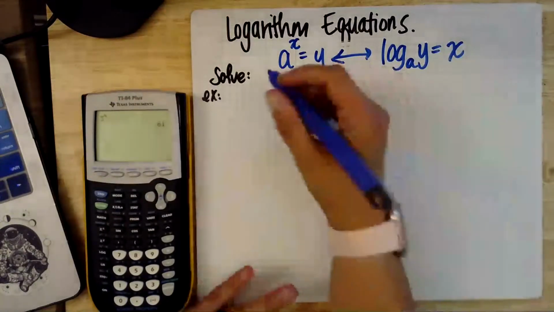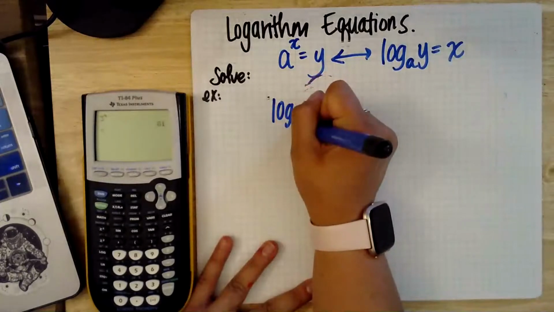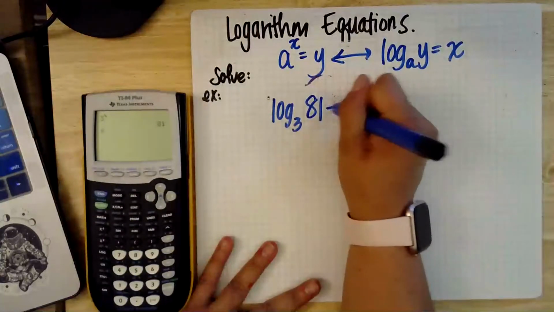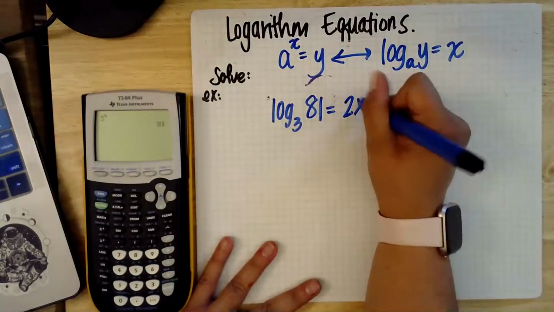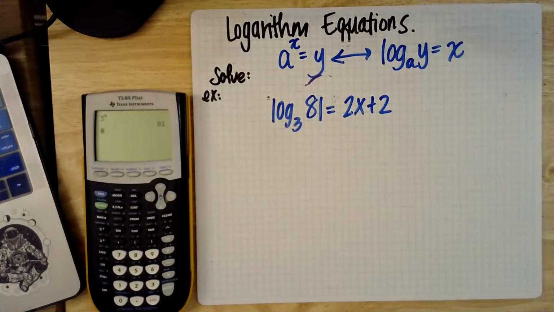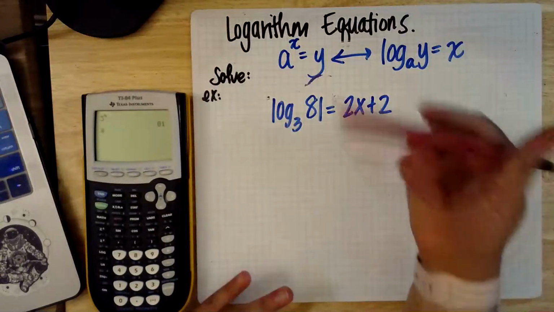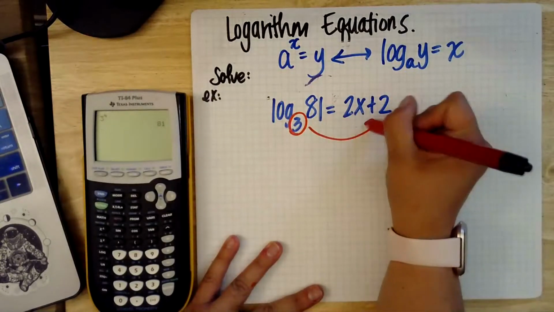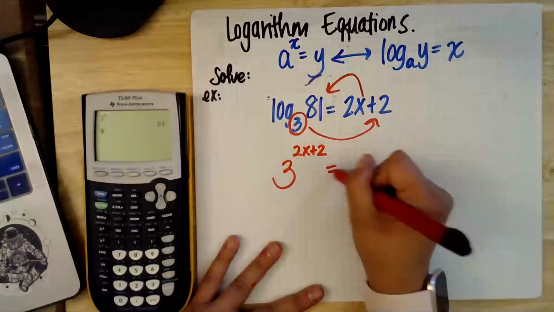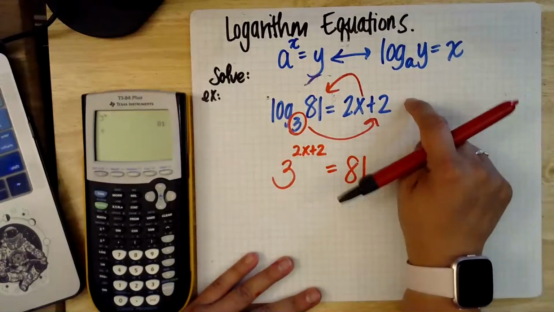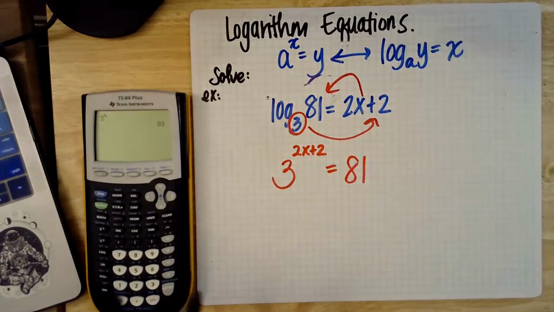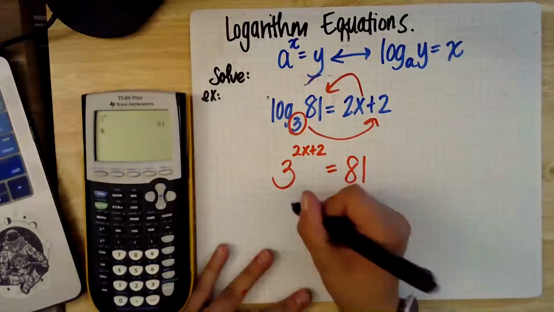So let's say I have log 3 of 81 equals 2x plus 2. Okay, same thing. I'm going to use my rule that says this to that power has to give me that. So 3 to the 2x plus 2 power gives me 81. Do you see how I turned this logarithm equation into an exponential? Same thing as I did in my previous example.